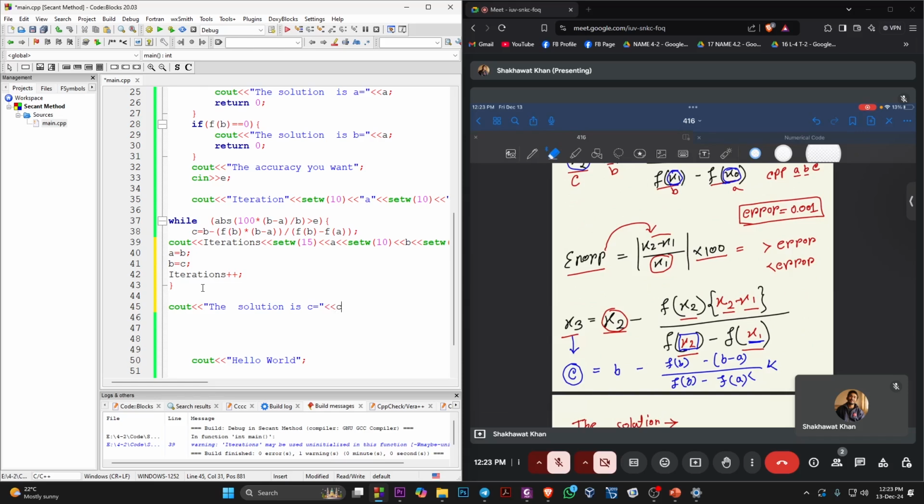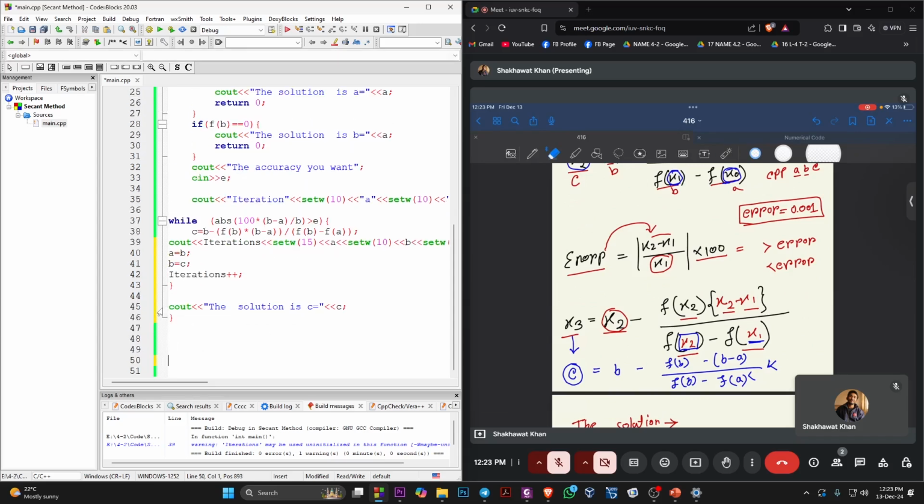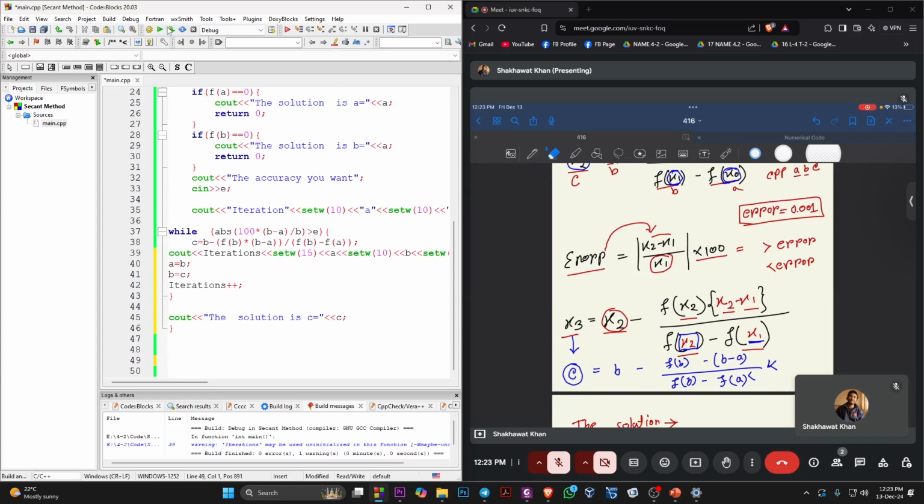greater than c. Okay, problem is closed. I think everything looks good.